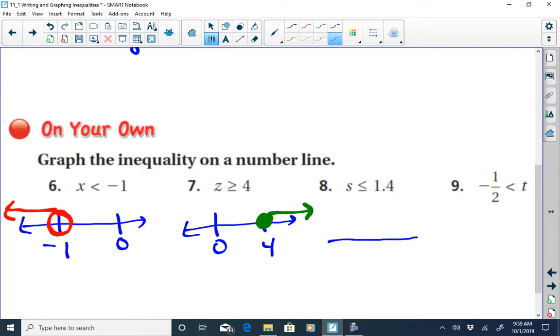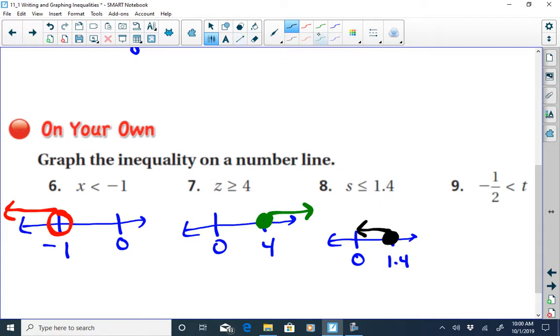All right, problem number 8. Here's 0. Here's 1 4/10. It's going to be to the right of 0 on the number line. It's less than or equal to, so we have a closed circle, and my arrow, my solutions will be to the left of 1 4/10 on the number line. It's a closed circle because s can be equal to 1 4/10, but it must also be less than, right? Less than or equal to.